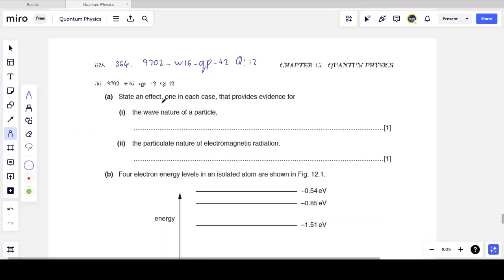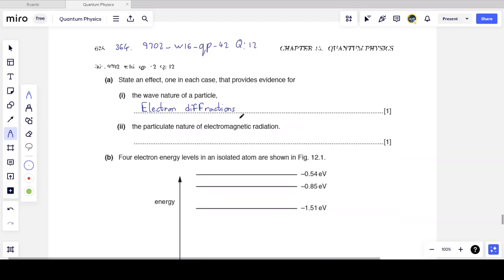So the first question says, state an effect, one in each case, that provides evidence for the wave nature of a particle. So things that were classically thought of as particles. Is there any effect that shows that these actually have a wave nature? Well, we've just described one. Electron diffraction. Or you can say the electron microscope is another accepted answer. But electron diffraction is when electrons, which were traditionally thought of as particles, undergo diffraction, which is a wave property of motion. And so electrons can exhibit wave natures, even though we always have assumed them to be particles.